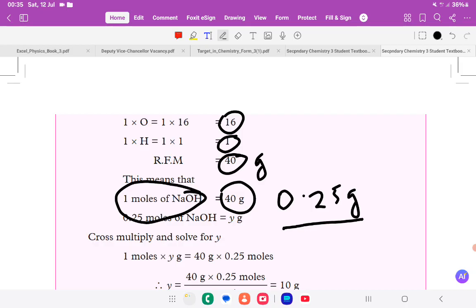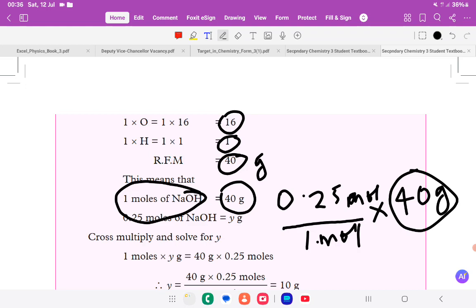0.25 divided by 1. Okay, these are moles, by the way. So we have 0.25 moles divided by 1 mole, and then multiply this by 40 grams. We want to find the weight of the sodium hydroxide we need to dissolve. So if you do your calculations properly, you should be able to get 10 grams.